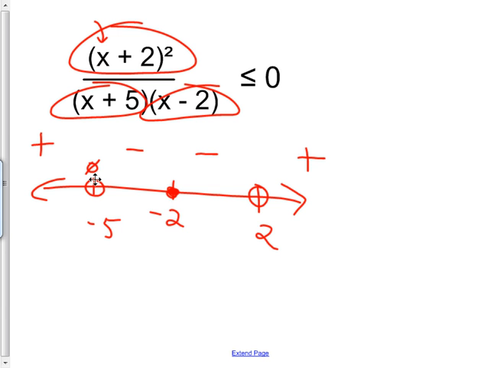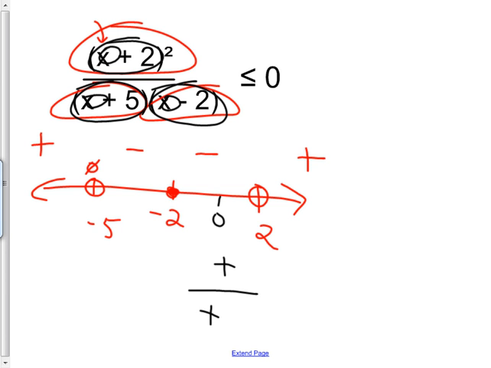So then, just to show how to check one in case you're at home a little lost on how we just did that, if I tested 0, it's in between here and here. I put in a 0 here and here and here, and I see what happens. 0 plus 2 squared is positive, over 0 plus 5 is positive, and 0 minus 2 is negative. One negative and a couple positives makes overall a negative answer. All right, good. That's how you check those.